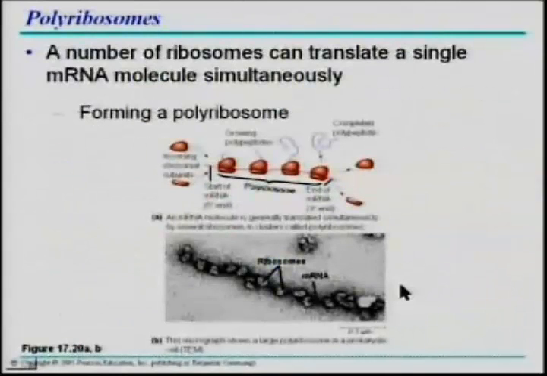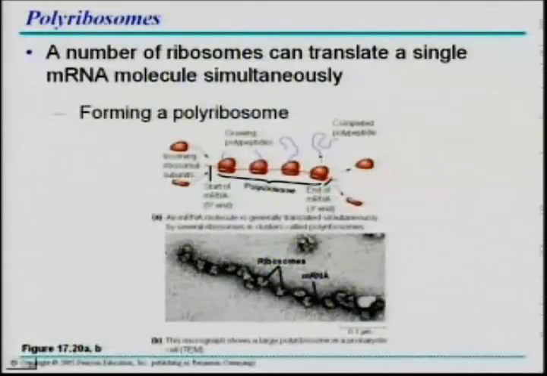Now, we followed just one ribosome on one messenger RNA, but it is possible to have a polyribosome, where a number of ribosomes can translate a single messenger RNA molecule simultaneously. So here on this one, we see one coming off, as we just discussed with termination, one beginning the initiation, and 1, 2, 3, 4 involved in the elongation. So an mRNA molecule is generally translated simultaneously by several ribosomes in clusters called polyribosomes.